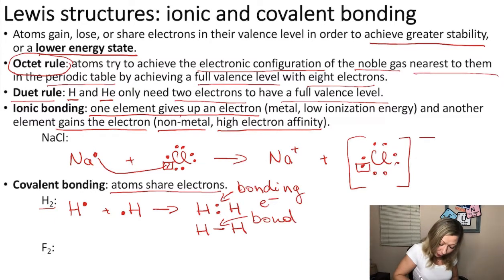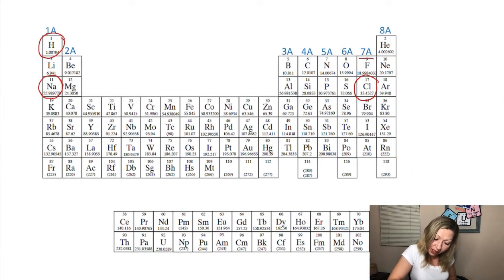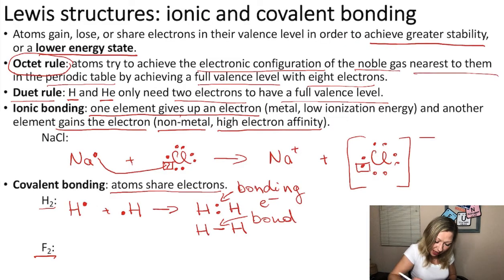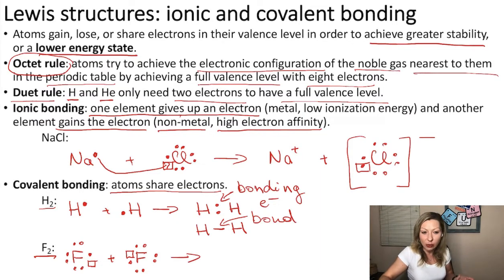Now, how about fluorine? So let's take a look at the periodic table. We can find fluorine in group 7A. So it's going to have 7 valence electrons. So I have to show the 7. 1, 2, 3, 4, 5, 6, 7. Plus, for another fluorine atom, 1, 2, 3, 4, 5, 6, 7. And we can see that we have an empty space here and another empty space there. And so they are going to just share 2 electrons.